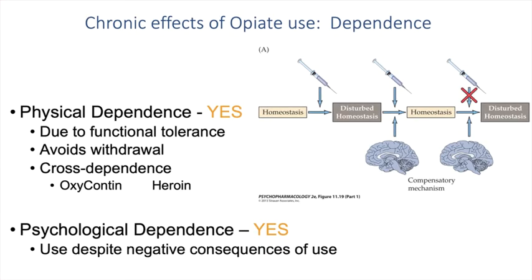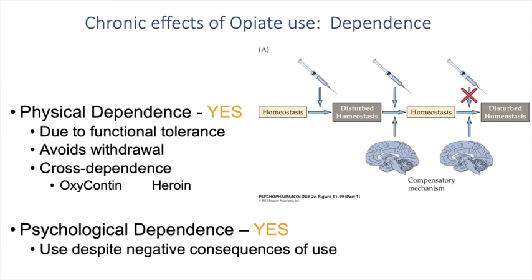Most likely this is intuitive, but just in case, I want to make it clear that opioids establish both physical and psychological dependence. There is a functional tolerance in that, and the compensatory actions of cyclic AMP are going to cause the withdrawal symptoms that we see. If we have withdrawal, we must have physical dependence. You can also have cross-dependence.